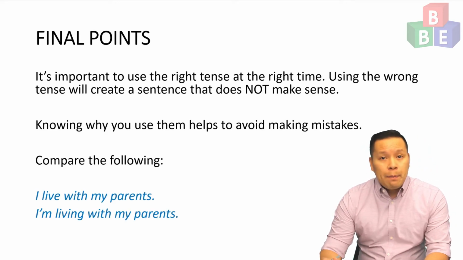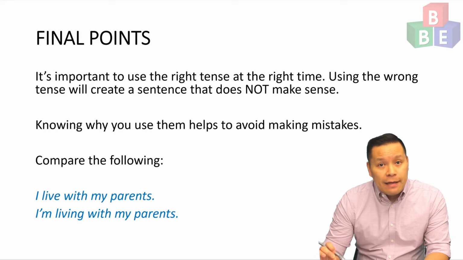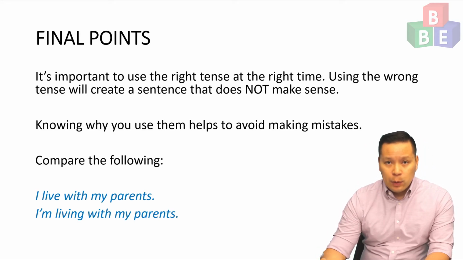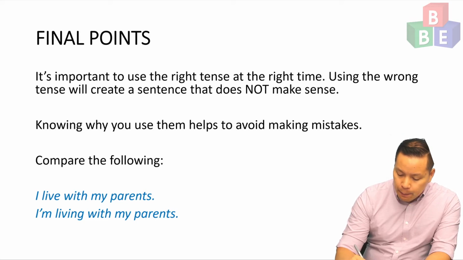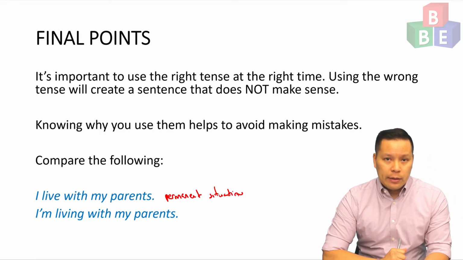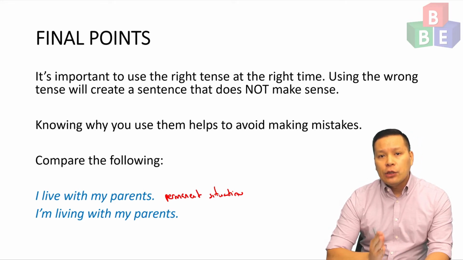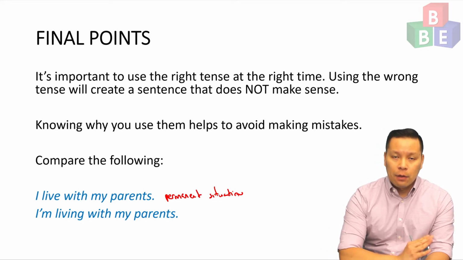I live with my parents. I am living with my parents. The first one is present simple. It talks about a permanent situation, and it means that you always live with your parents. Maybe you're a child, maybe you're a teenager, maybe you haven't moved out from your house.